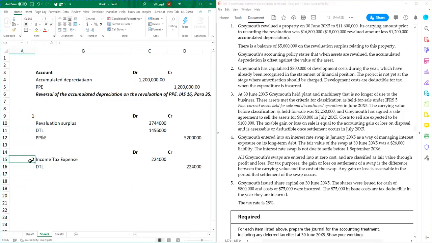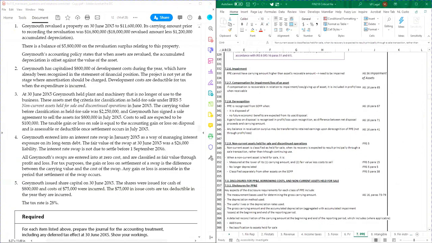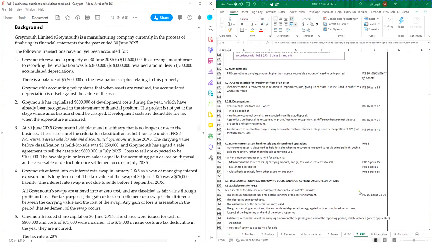Okay, so for question 3, reading through this question, we can see that they've held plant and machinery that's no longer of use. So the assets meet the criteria for held for sale under IFRS 5. The carrying value was 2.5, and they've got a sale agreement with a cost to sell of 100 grand.